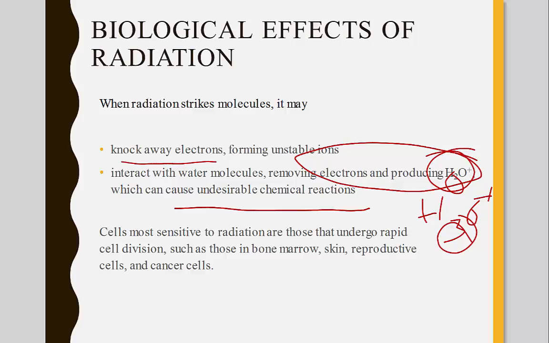Cells most sensitive to radiation are those that undergo rapid cell division. In other words, they reproduce really fast. That's bone marrow, skin, reproductive cells, and cancer cells. Those are the most prone to have cancer issues.